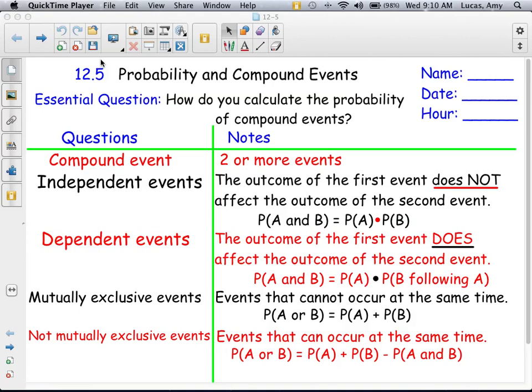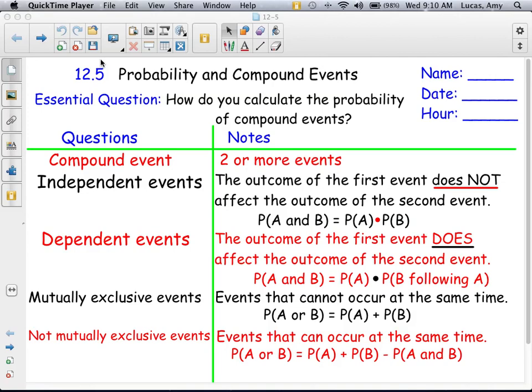The next vocab word, mutually exclusive events. These are events that cannot occur at the same time. So the probability of A or B happening is found by adding together their probabilities. So 2 events that can't happen at the same time.